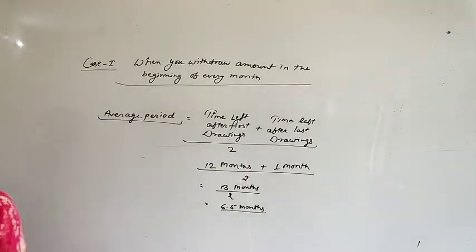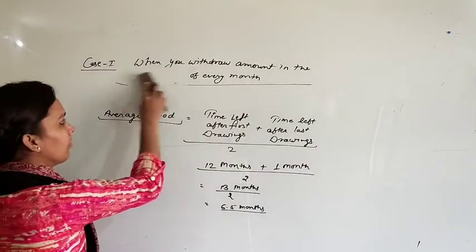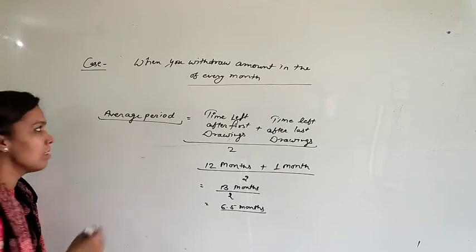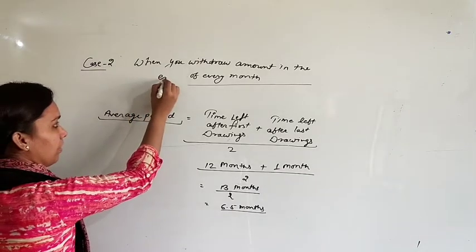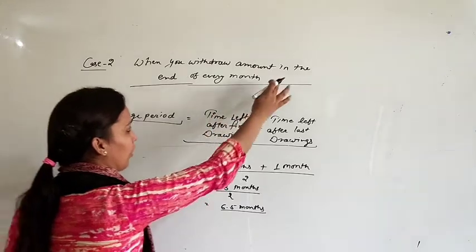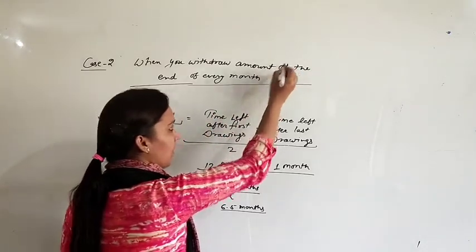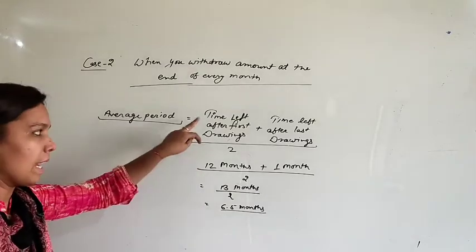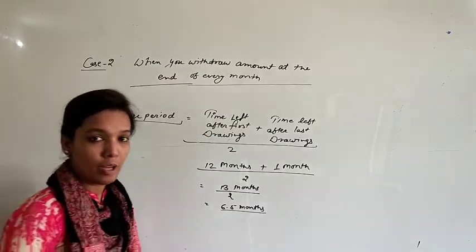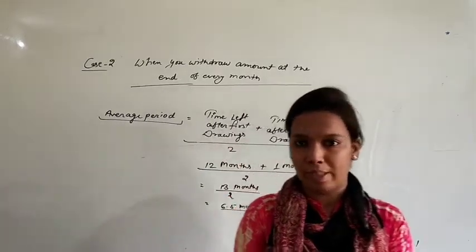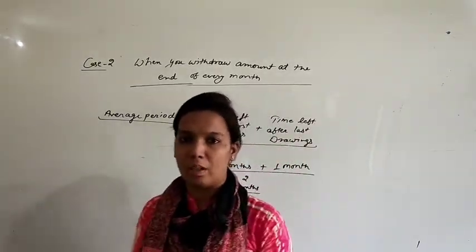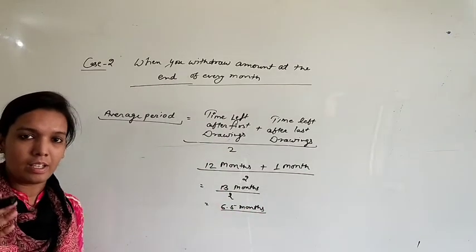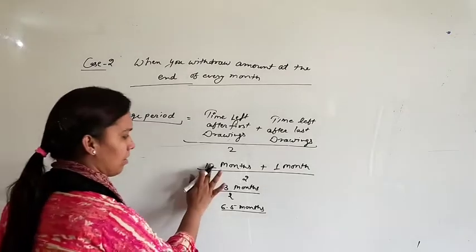Okay. Let's take the second case: if you are drawing money from the business at the end of every month. In this condition, just see the same thing, time left after first drawing. You are withdrawing money at the end of every month, like your first month will be April, and you are withdrawing money at the end of April. It means you now have 11 months left.